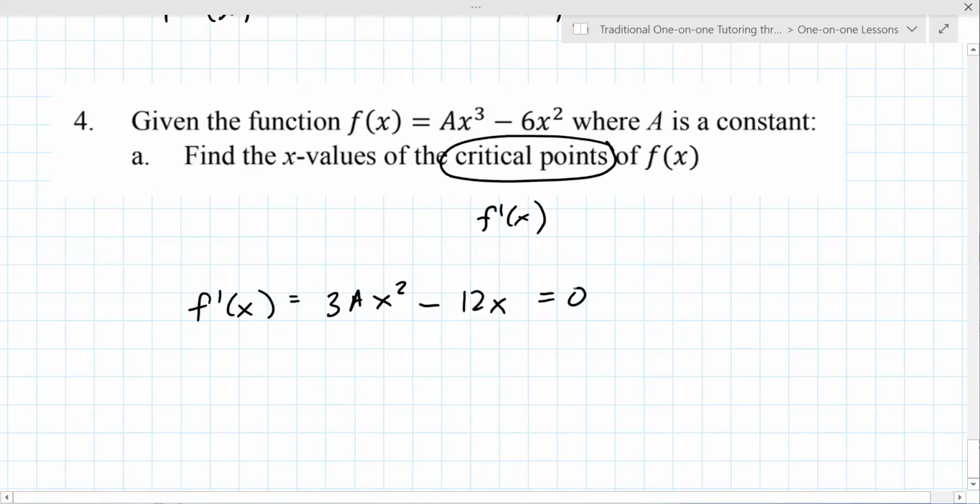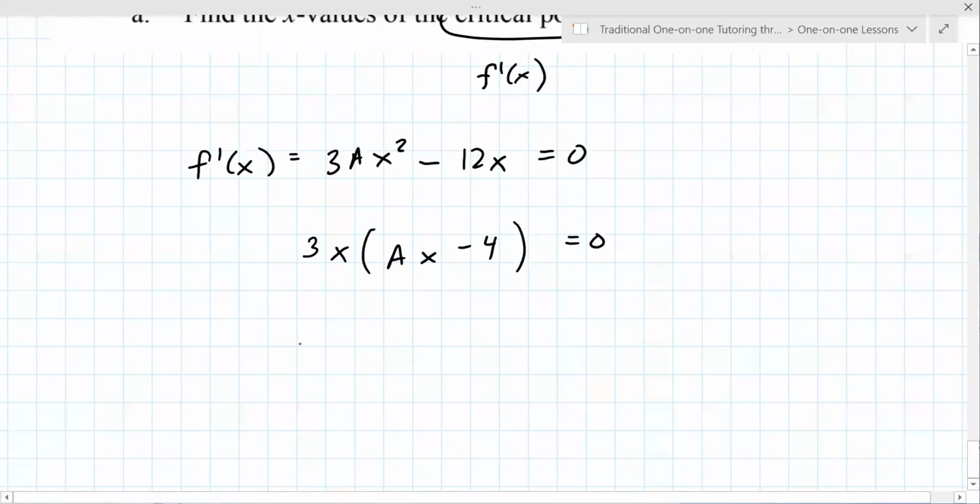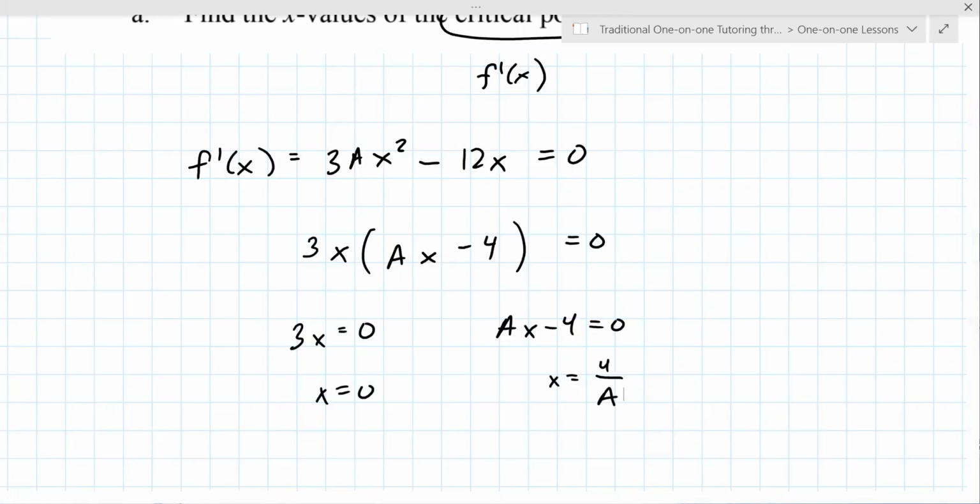Then you need to factor. You can factor out a 3 for sure from both, and you can factor out an x from both. So it becomes 3x times (ax minus 4). All right, so you set this equal to 0. 3x equals 0, and ax minus 4 equals 0. x is 0, and x is 4 divided by a. Okay, that feels good.